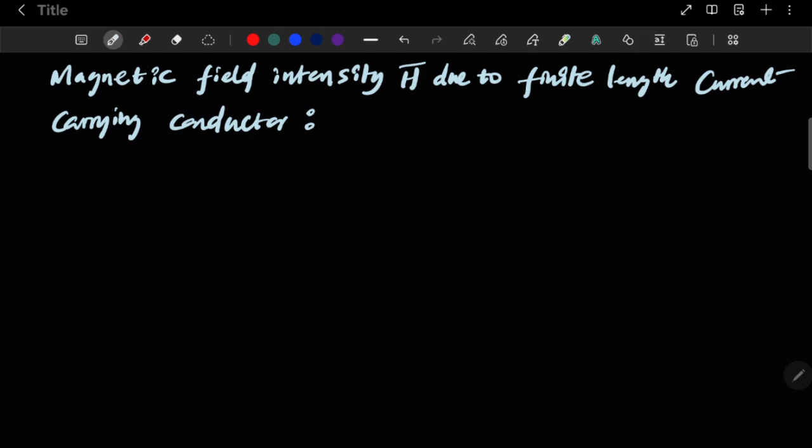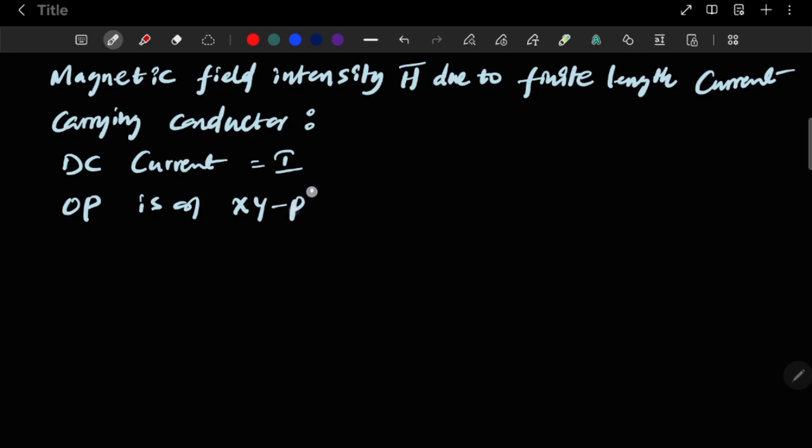So we will consider a finite length current carrying conductor. That current is the DC current I, which is oriented in the Z direction from height Z1 to Z2. That means the lower end of the conductor is at Z1, and the upper end of the conductor is at Z2. And we will take the observation point on the XY plane. No need to take it on the XY plane, but I'm taking it on the XY plane with coordinates rho comma phi comma 0. In the cylindrical coordinate system, we are going to solve this one.